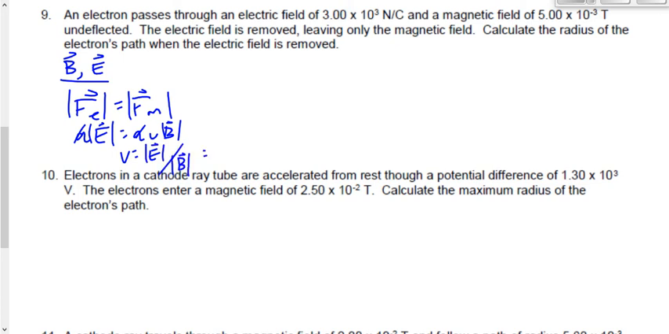The electric field is 3,000, and the magnetic field here is 5.00 times 10 to the minus 3, which gives us a speed of, is it 600,000? Or 6.00 times 10 to the 5 meters per second. All right. That's not what I'm looking for. I'm looking for the radius of the electron's path when the field is removed.